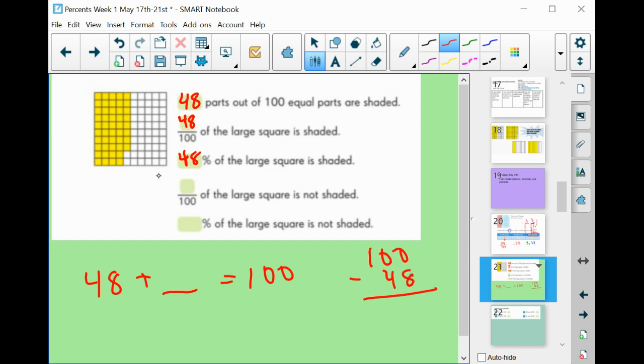Or what we could do is go through and count these. 1, 2, 3, 4, 5. So that's 50. And then 2. So 52 of those are not shaded, and translating that into a percent, 52%. Now, if we add up this number and this number, we should get 100%.